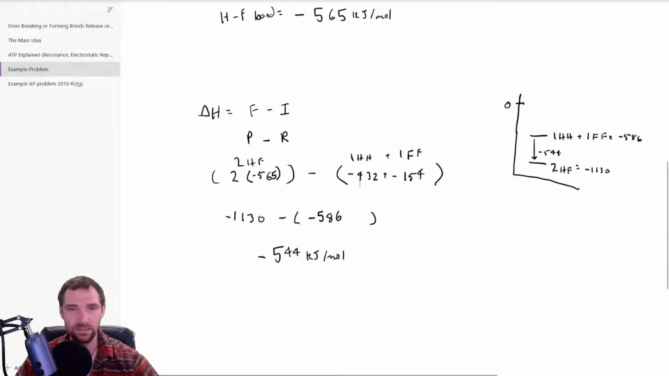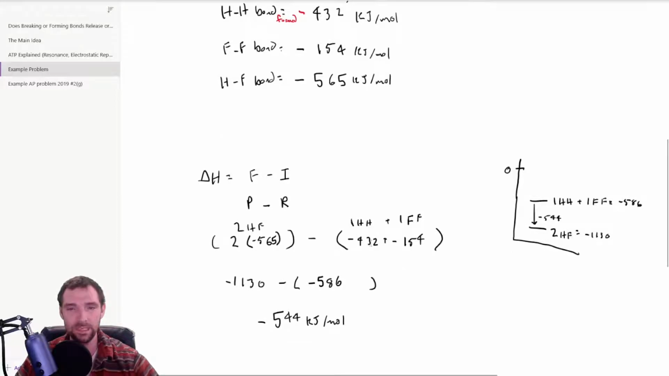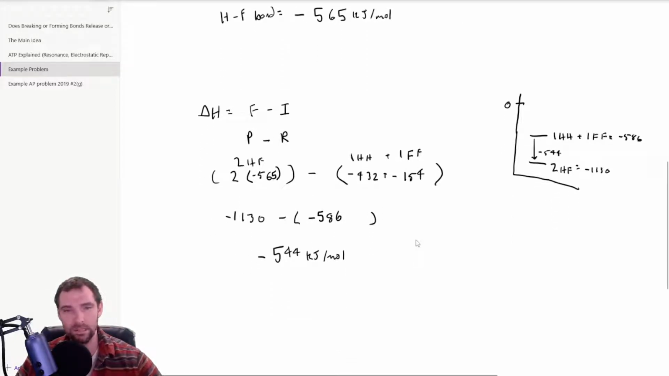You can see that this is the energy of one of my HH bonds right here, the energy of one of my fluorine-fluorine bonds right here. I've kept the signs in there because this is that minus sign right here. I'll do a little color coordination so you can keep track. That purple one shows the final minus initial, and if you think about it, there's a final down here and an initial up there. So you're going down, right? You went down 544 kilojoules per mole. You can think about this as the bond energies of the reactants and the products. This is that difference, and this is that negative 1,130, and this is that negative 586.